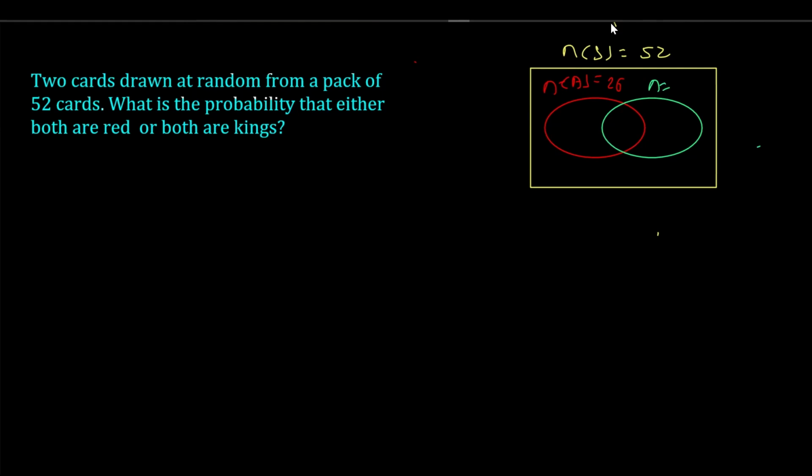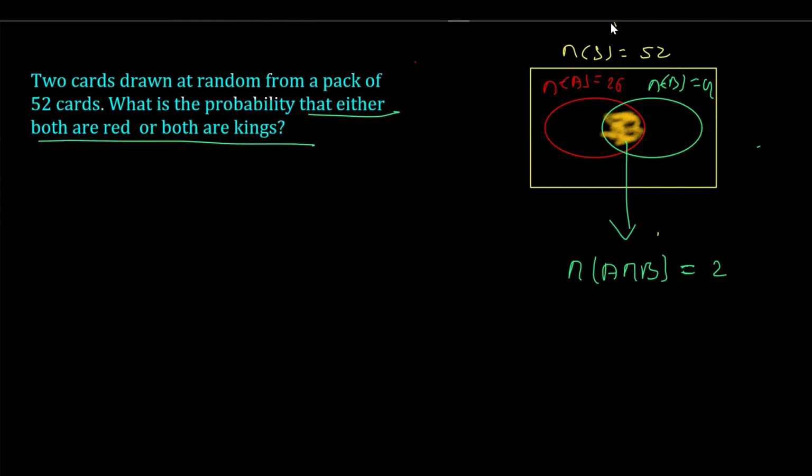So if I take n of B for the king, there are four kings, but there are two cards which are red as well, and that's their intersection. n of A intersection B, which are red and king, two red kings. So there are two in number. Now, what we have to find out is either both are red or both are king. So that means either is what? A union B, right? So we have to find out A union B.